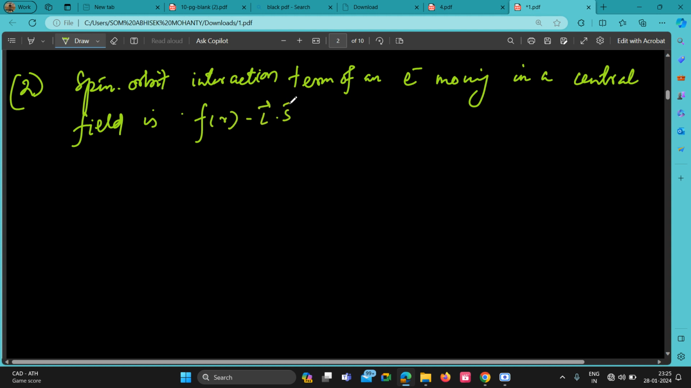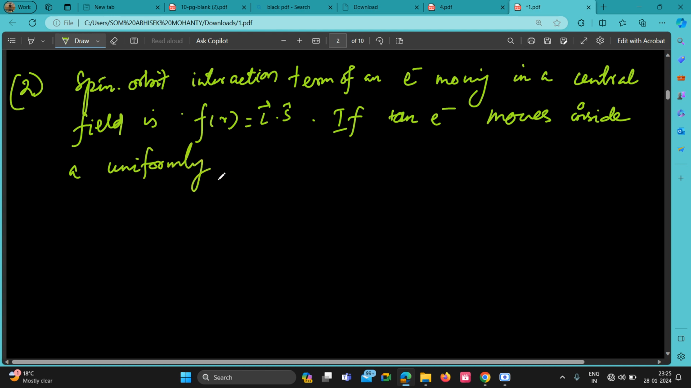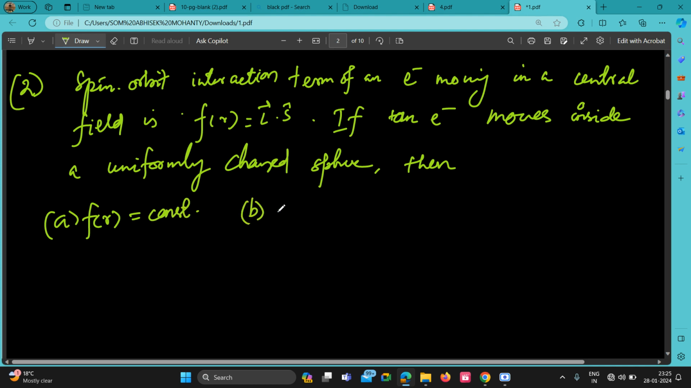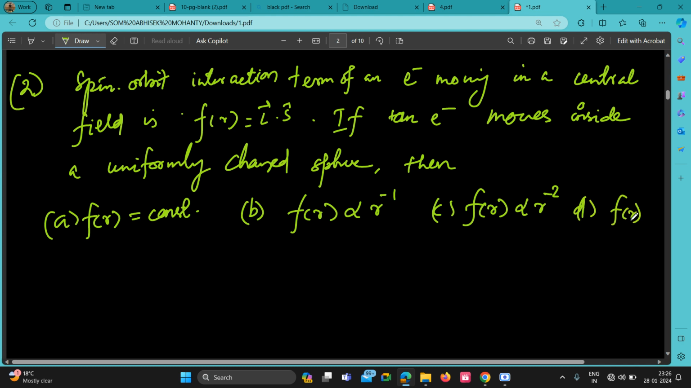f(r) is equal to L dot S. If an electron moves inside a uniformly charged sphere, then the options are: option A, f(r) is equal to constant; option B, f(r) is proportional to r inverse; option C, f(r) is proportional to r to the minus 2; option D, f(r) is proportional to r to the minus 3. So this is your question.